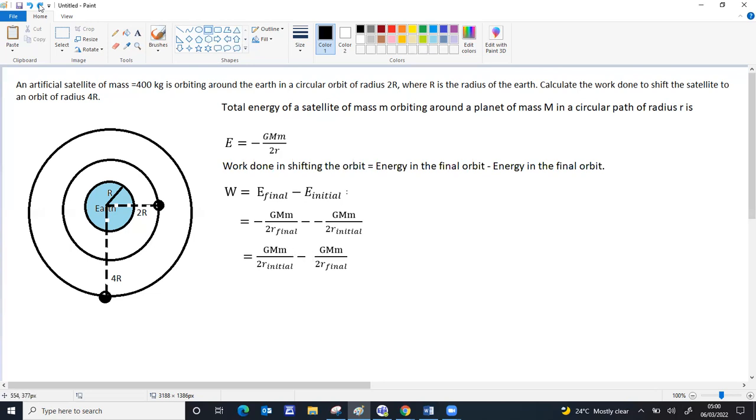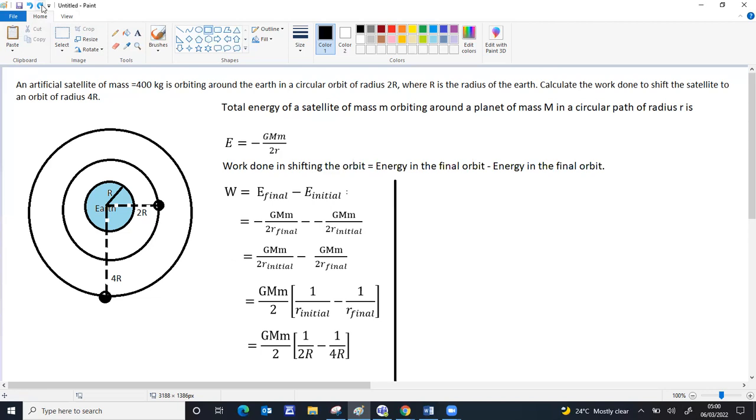Now take common factors out from that. G capital M, small m by 2, constant only. R initial and r final are varying. If you want to learn the expression by heart, you may start from here. It's enough. This is the concept, the process of how you approach the question. You can start from here also by learning the formula by heart. Now substitute the value of r initial. R initial is 2R, r final is 4R. You can solve it by taking LCM.